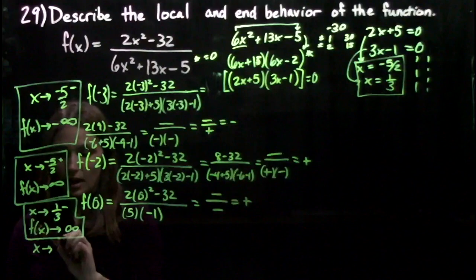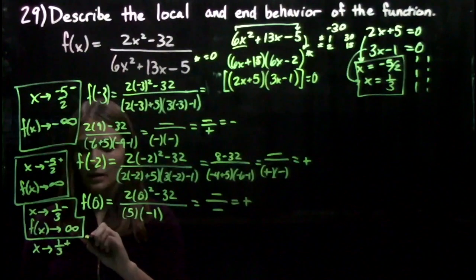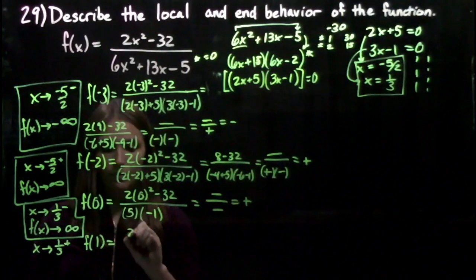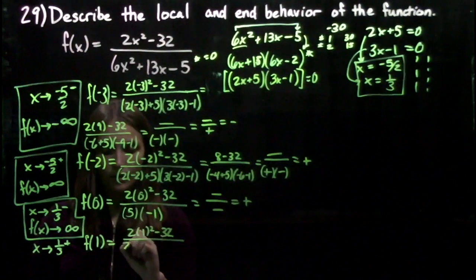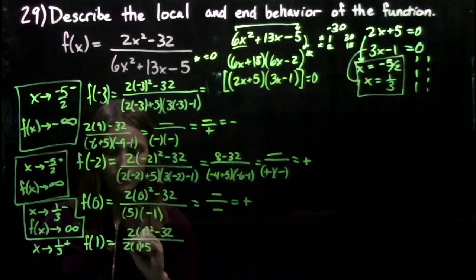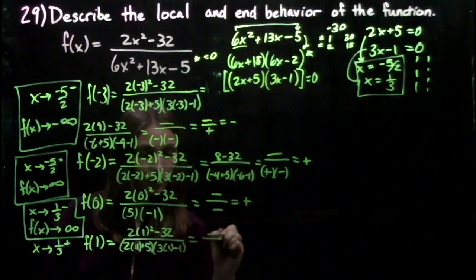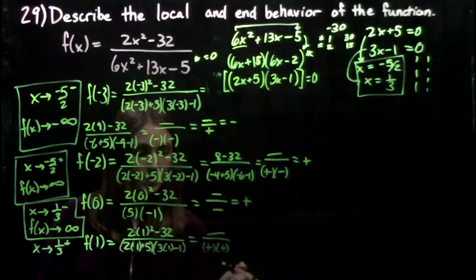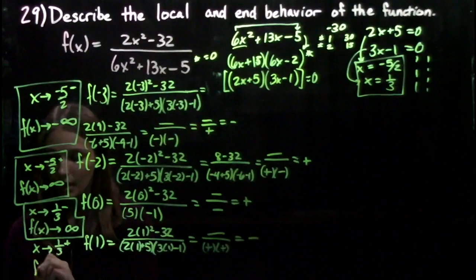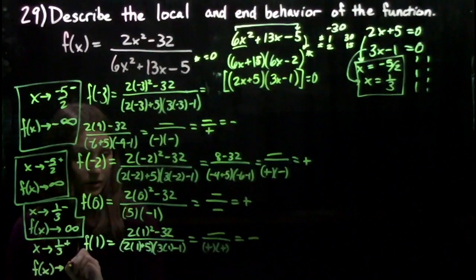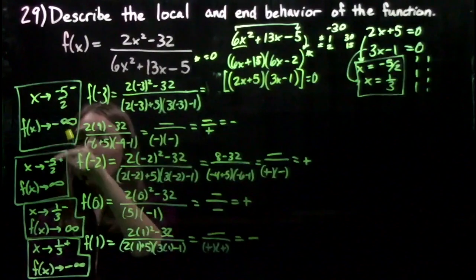Finally, we want to look at x as it approaches 1/3 from the right. So we want to pick a number that's a little bit greater than 1/3 to test. So we'll look at f of 1, and we'll find 2 times 1 squared minus 32, all over 2 times 1 plus 5 times 3 times 1 minus 1. And we'll get a negative number over a positive times a positive. So we'll get a negative number. So as x approaches 1/3 from the right, we'll have f of x approaches negative infinity. So now we've gone ahead and we found all of our local behaviors.